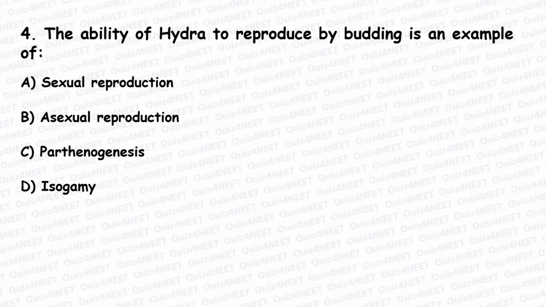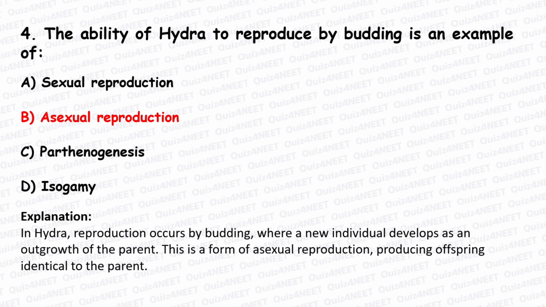4. The ability of Hydra to reproduce by budding is an example of: A. Sexual reproduction. B. Asexual reproduction. C. Parthenogenesis. D. Isogamy. The right answer is B. Asexual reproduction. Explanation: in Hydra, reproduction occurs by budding, where a new individual develops as an outgrowth of the parent. This is a form of asexual reproduction, producing offspring identical to the parent.